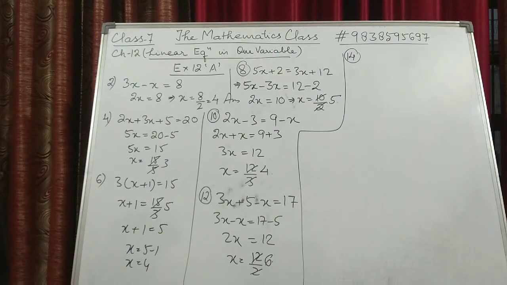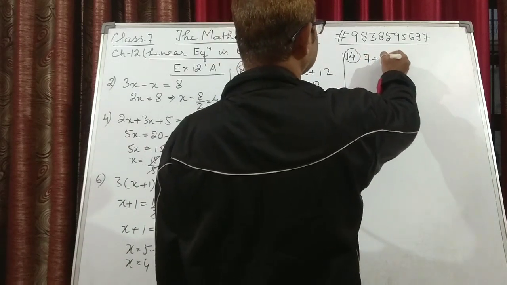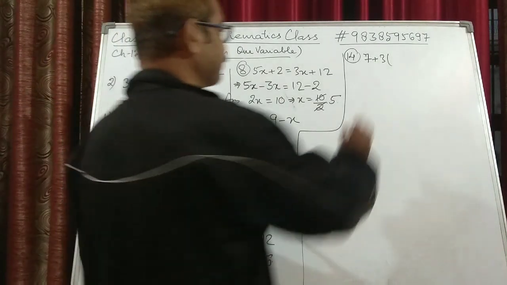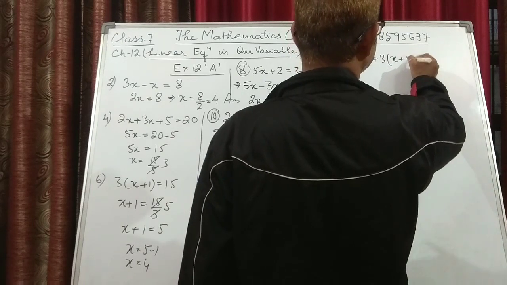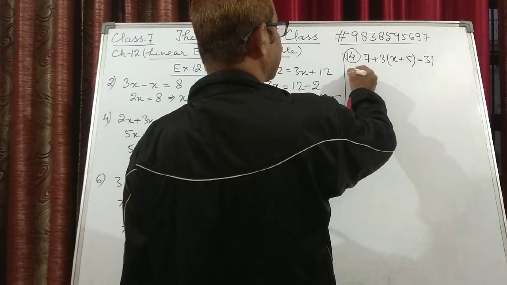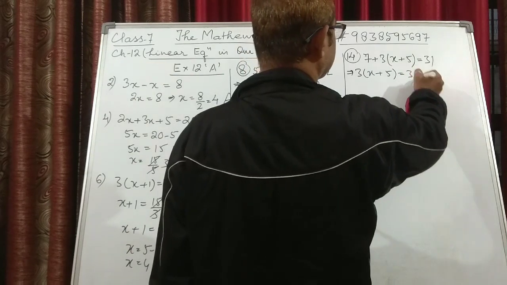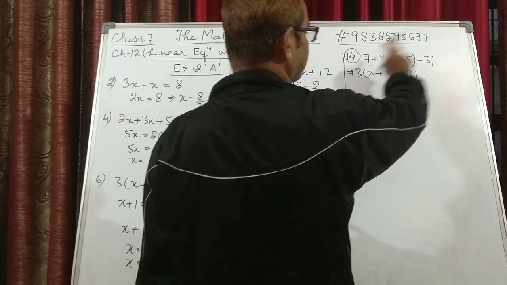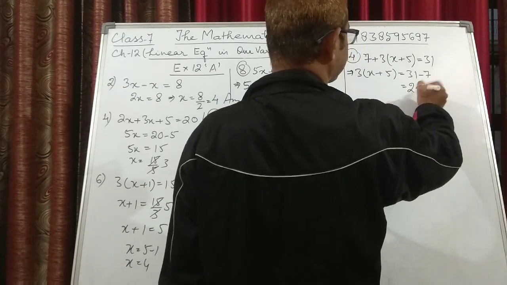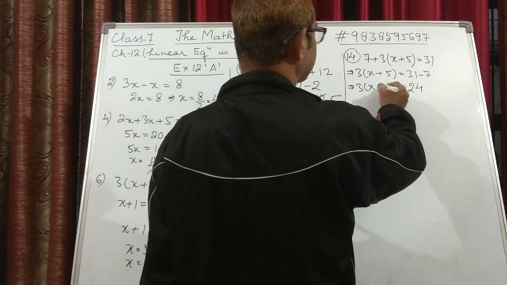What is question number 14? 7 plus 3 times x plus 5 is equal to 31. First thing, this 7 goes to this side, so it can be written as 3 times x plus 5 is equal to 31. Since here it was added, 7 goes to this side, becomes negative, minus 7. So it becomes 31 minus 7 is 24 is equal to 3 times x plus 5.